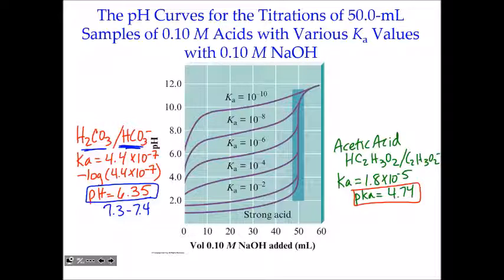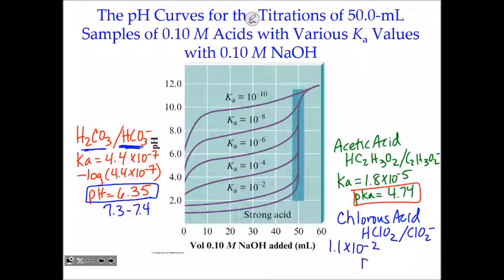There are also ones that can go even lower. Chlorous acid, for example, happens to be HClO2, so ClO2 minus is its pair, and the Ka being 1.1 times 10 to the minus 2, the pKa of this one is going to be 1.96. So this one is going to buffer more at a lower pH range.